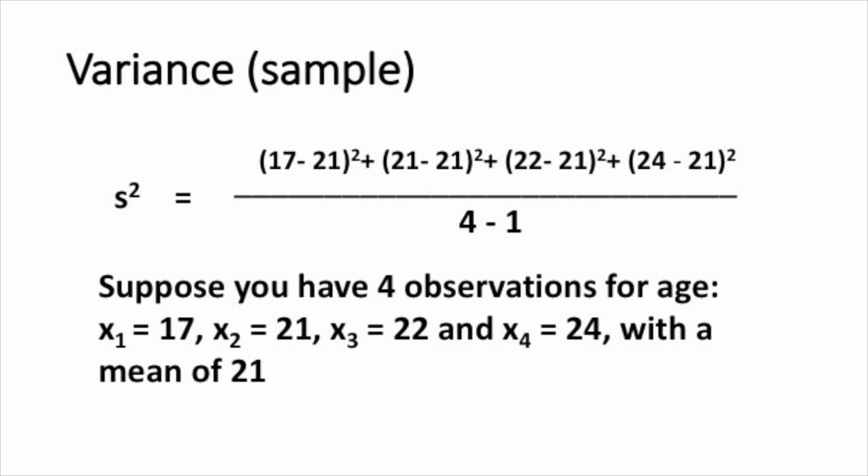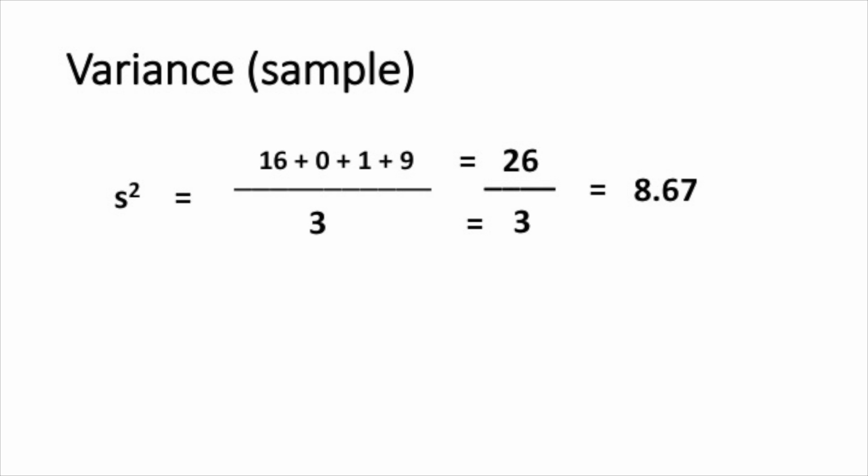If the values in our data set are 17, 21, 22, and 24, which has a mean of 21, it looks like this. So at the very top of the formula, you have 17 minus 21, and you square that. Then you have 21 minus 21, which is 0, and you square that. Then you have 22 minus 21, which is 1, you square that. Then you have 24 minus 21, which is 3, and you square that, and you add those values. You divide that by n minus 1, and it gives you a variance of 8.67.